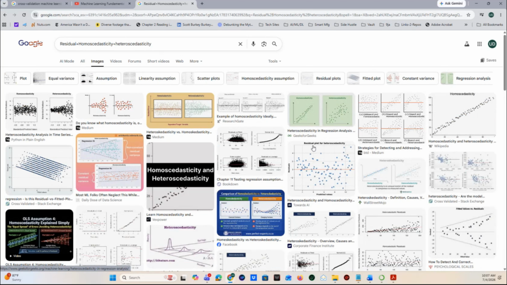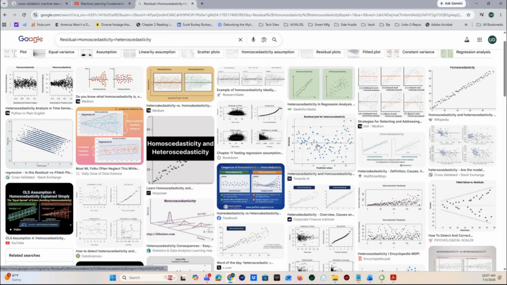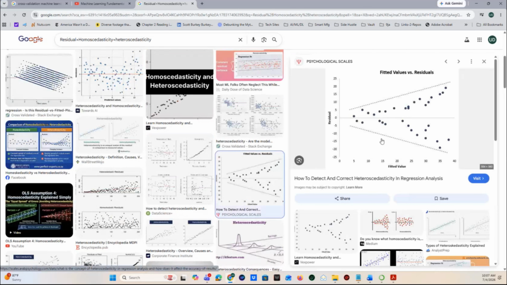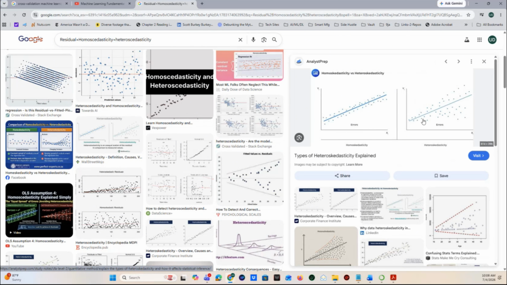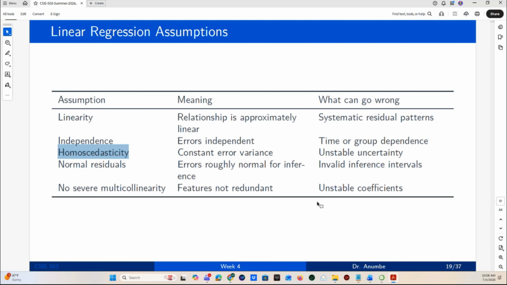Right? So in heteroscedasticity, all of a sudden, this is heteroscedasticity. It's literally winnowing, and look at other examples here. This is homo and this is hetero when you're looking at those errors. Normal residuals, error roughly normal for inference. If you have normal residuals, the error is roughly normal.